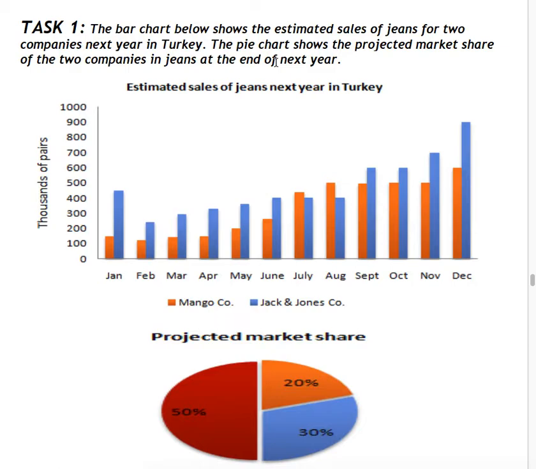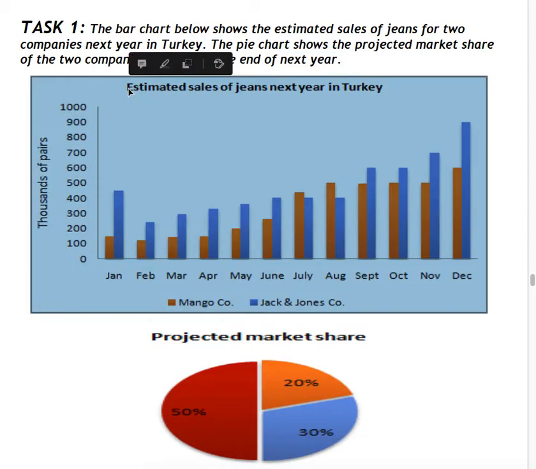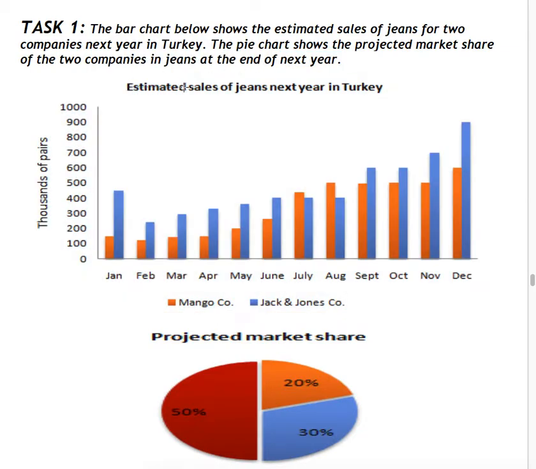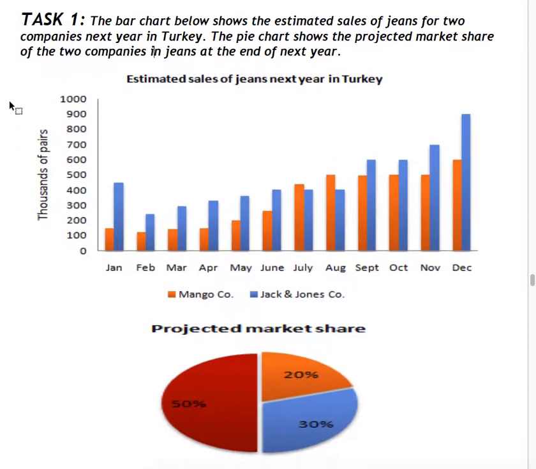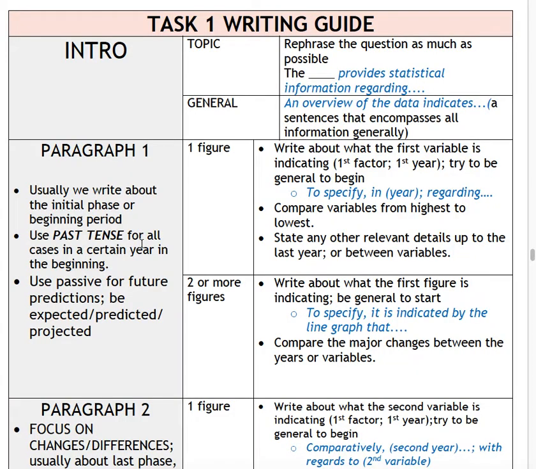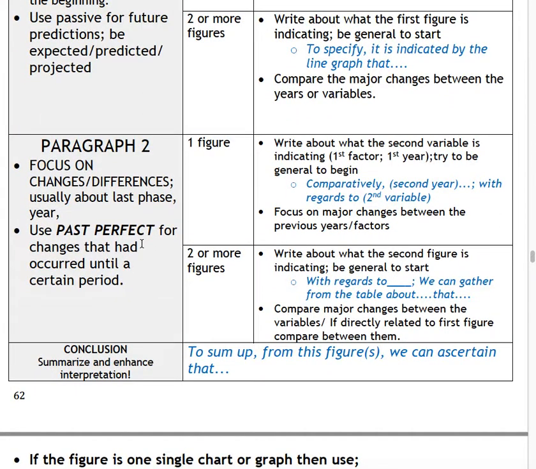Looking at this more clearly, it seems like it's future because we need to talk about next year, right? It says here next year. And we have estimated sales right here, and projected. Okay then, now let's look carefully at our grammar and guides book on page 62.